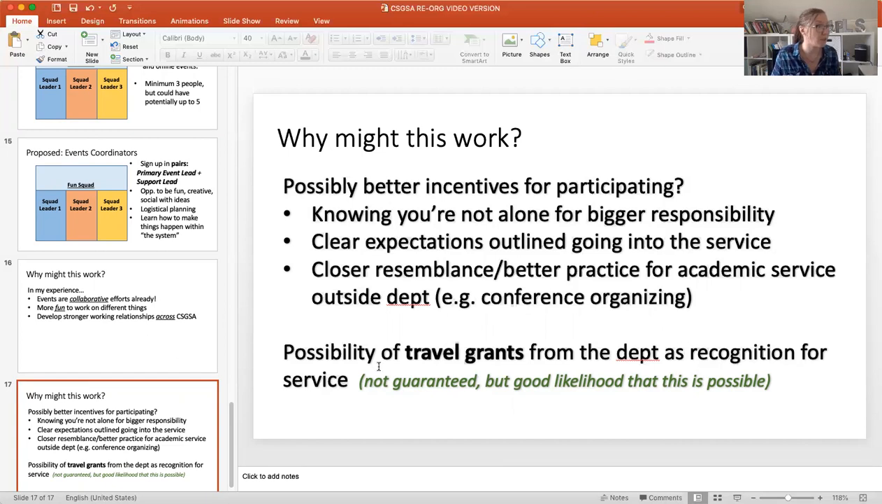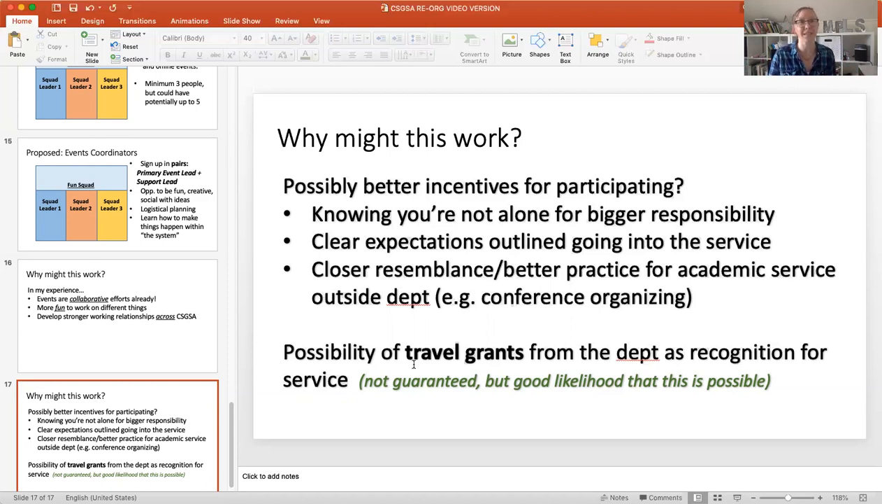One last thing that I'm going to note on here is that we also have been talking about the possibility of getting travel grants in exchange for service. Or not directly in exchange, but basically if you serve as an officer of CSGSA, you could become eligible to receive a travel grant in the amount of something like $500 to $2,000. We haven't hammered out the numbers yet, but this would be after your year of service. You basically get this as some recognition for the hard work that you've put in.